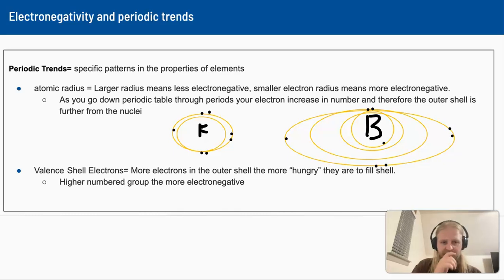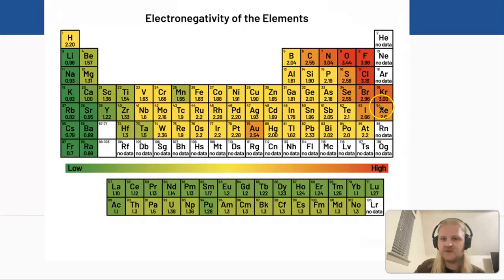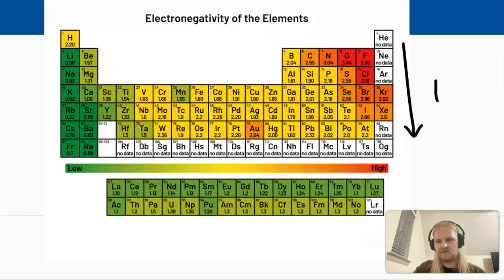Now, valence shell electrons: the more electrons in the outer shell, the more hungry they are to fill the shell. You can see in this example with fluorine and bromine. On this next slide, here's bromine, it's 2.96. Fluorine is 3.98. So as you go down, you become less electronegative.